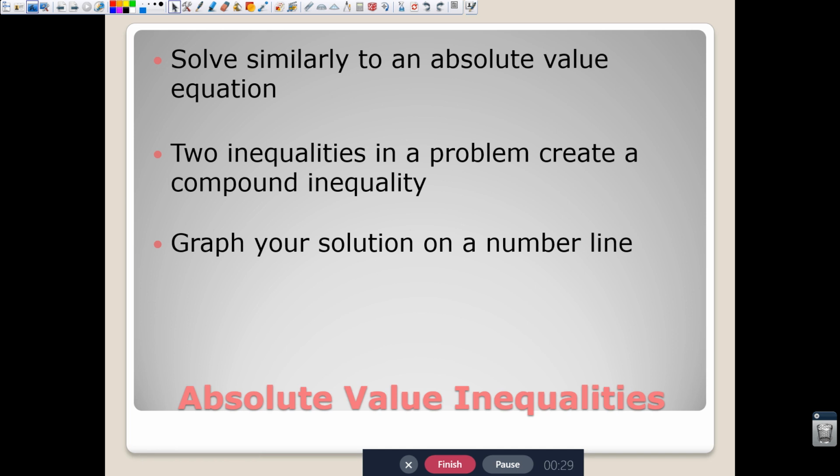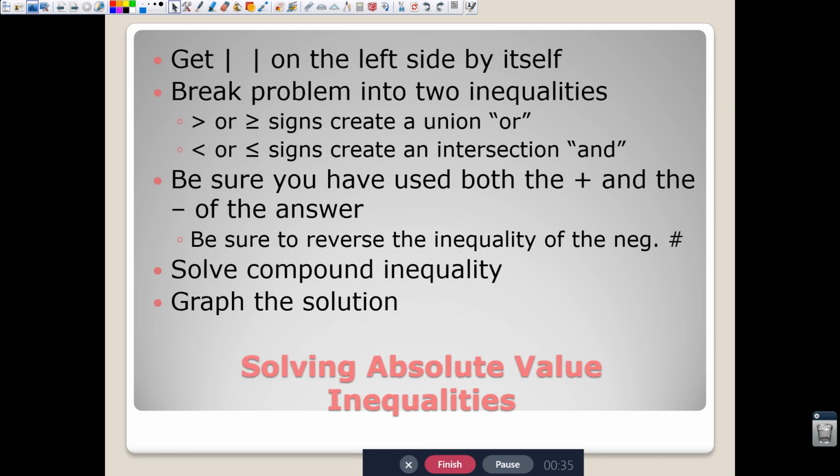Okay, which is number line, not graphing. So how we do this, we get the absolute value by itself on the left side, just like we did last night. Okay, then we break the problem into two inequalities. This is the part that's very important. So if it is greater than or equal to, it creates a union or an or, and I'll explain that more.